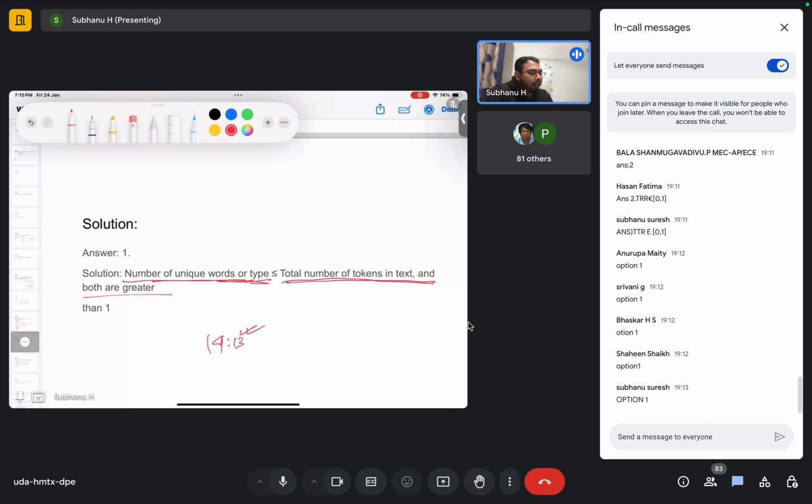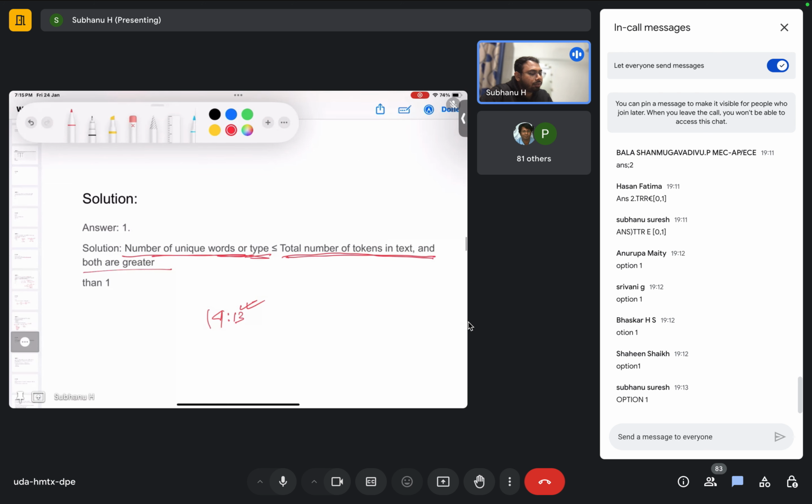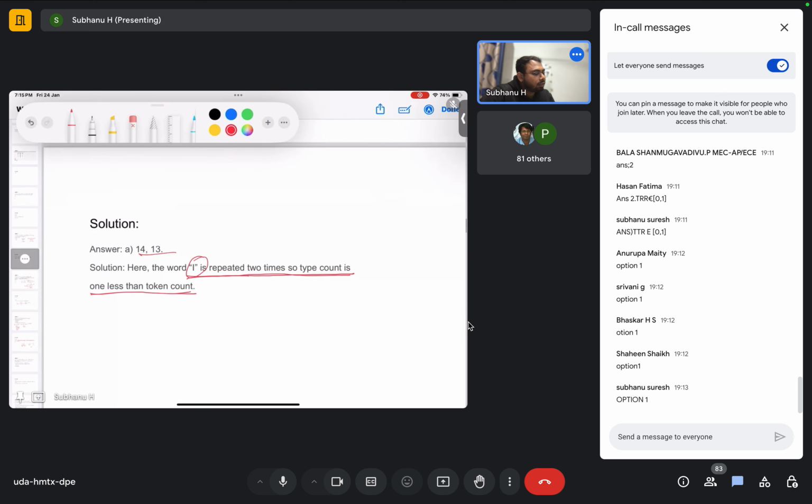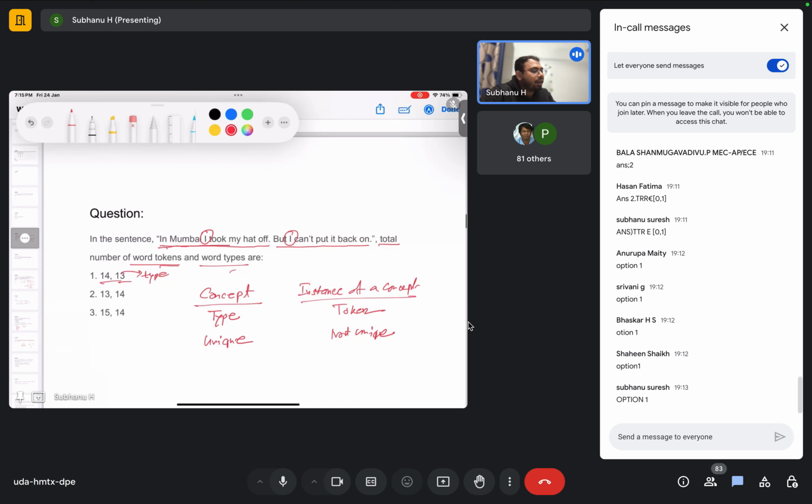The number of unique words is always less than or equal to the total number of tokens in the text. So if you divide, like 13 by 14, where 13 was the type and 14 was the token, you will always get less than 1, because the maximum you can have is 14 by 14. The sentence was: In Mumbai, I took my hat off, but I can't put it back on. If instead of I I had written we, then we have 14 types and 14 tokens.